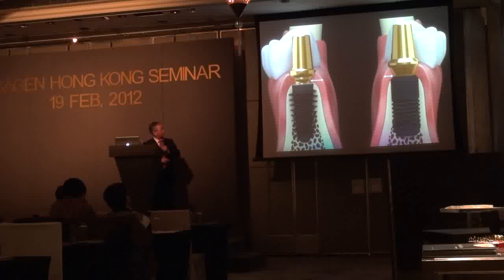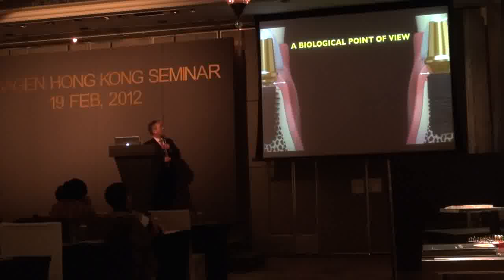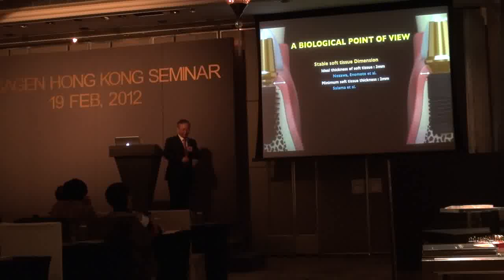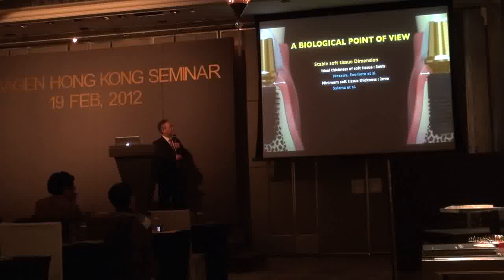Compared with this, how about the bone? We have a certain amount of bone here, at least, but here is nothing. And this cortical bone is ready to be preserved, very easily. And biologically, as I mentioned before, we need to have stable soft tissue dimensions, at least 3 millimeter according to the Nozawa group, and 2 millimeter according to the Salama group. So we should have 2 millimeter.